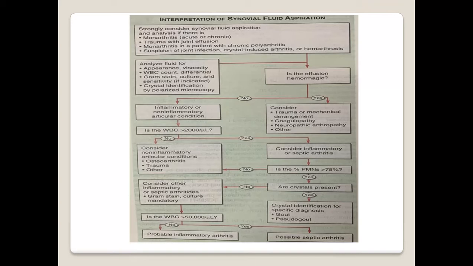If it's hemorrhagic, then consider trauma, mechanical, or derangement. If it's non-hemorrhagic, then it's either inflammatory or non-inflammatory. If it's non-hemorrhagic and inflammatory, then look for WBC levels of more than 2000 per milliliter. If yes, then it's considered inflammatory or septic arthritis. Whereas if not, then it's considered a non-inflammatory condition, which could be either osteoarthritis or trauma.